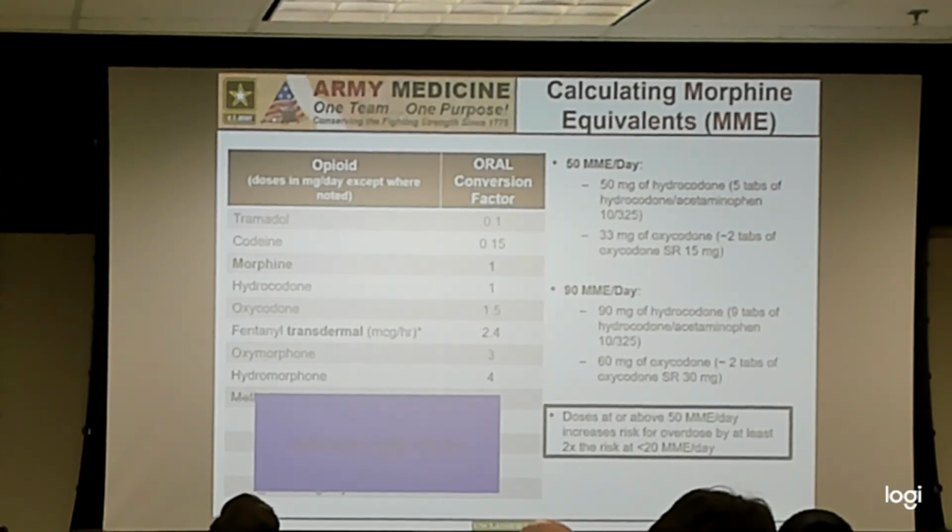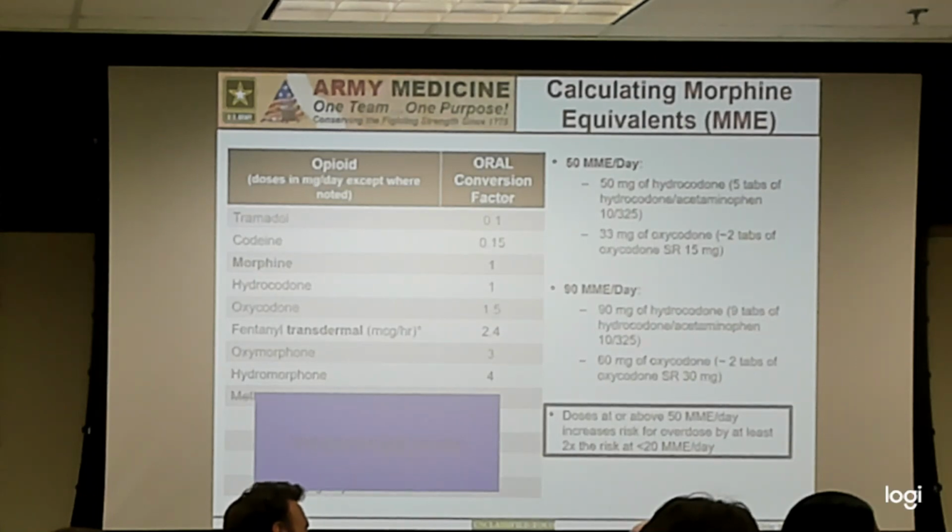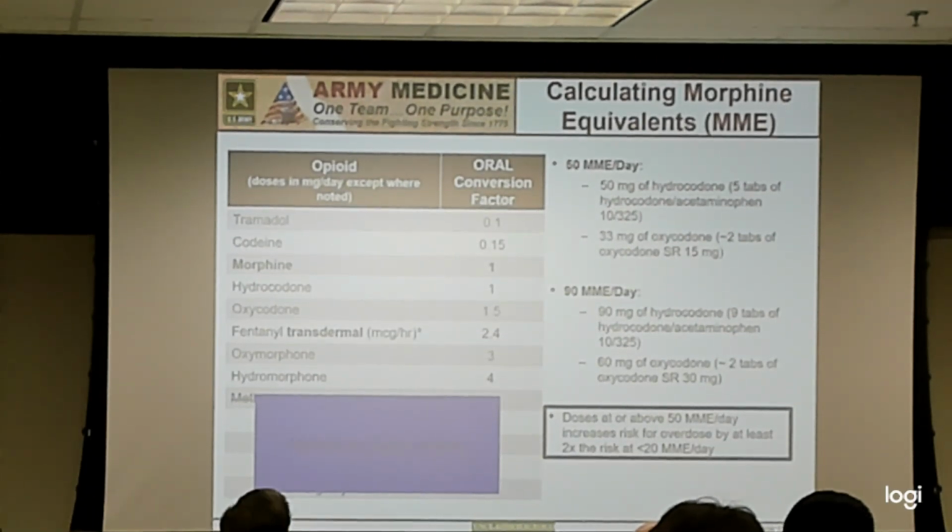This is your MME conversion chart. I don't need you to remember the chart. If you need to do a conversion, I will give you the chart on the exam for you to know how to use it. So what we're going to go over is how you use it. Okay. So if I want to have 50 milligrams of hydrocodone, I am going to look for hydrocodone, and you see here that it says 1. That's your oral conversion factor. So if my strength is 10, 3, 2, 5, that's how they're getting the 50 milligrams.